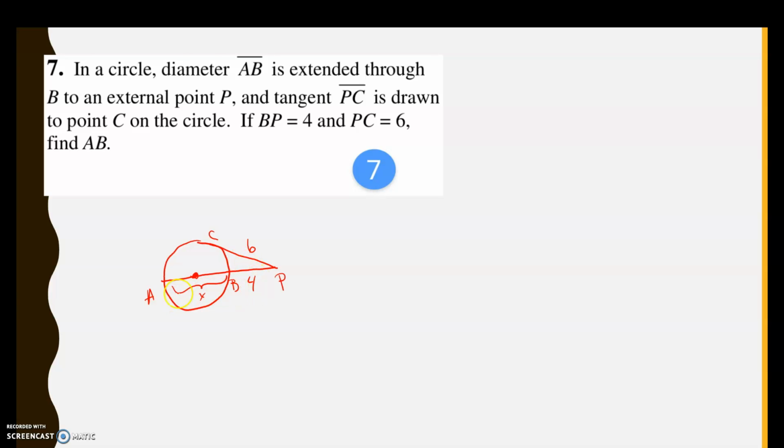I have a tangent and a secant. And I know for this, I'm going to do tangent squared. So I'm going to get 6 squared, and that's going to be equal to my secant exterior, which is 4, times the secant whole. So it's going to be the 4 plus my inside x. So I'm going to get 4 plus x here. So distributing, 6 squared is going to give me 36. That's equal to 16 plus 4x.